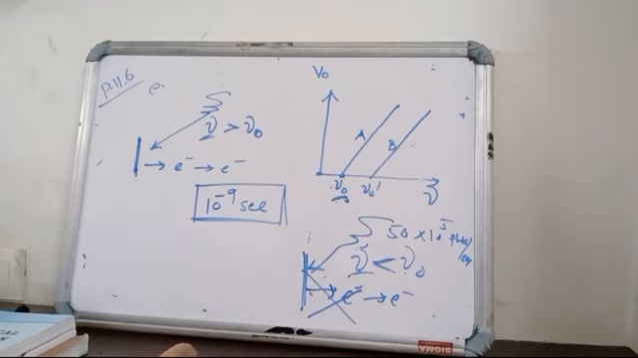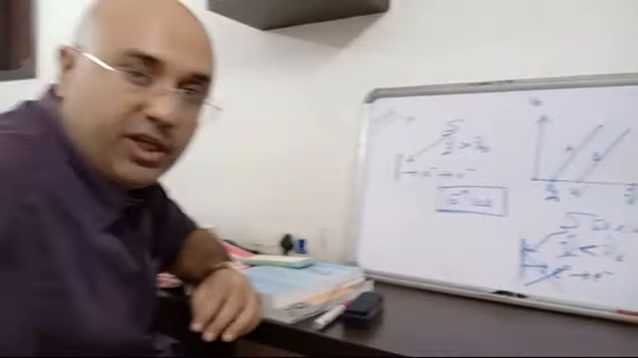So emission starts in a time interval of the order of 10⁻⁹ second or less. Underline here. This data may also be asked as an MCQ, right? So this was question number 14, right?